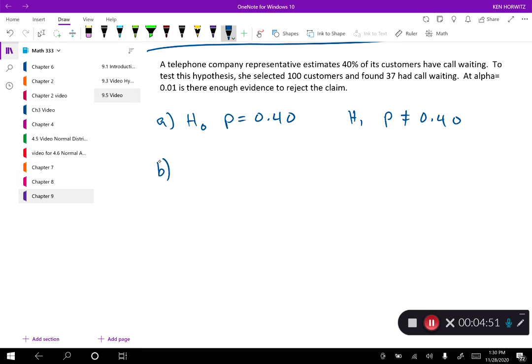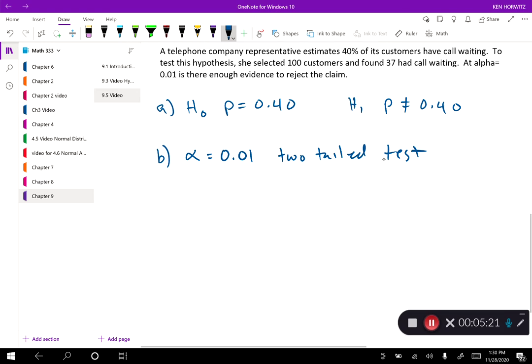Let's go to B. We want our critical value. So when we're looking for our critical value, I need to use alpha equals 0.01. And note that it is a two-tailed test. And I'm going to go to my z-table just like I did when I was looking for my critical values for the mean. So why don't you pause the video? Take a look and see if you can find the critical values. I'll give you the answer on the back end.